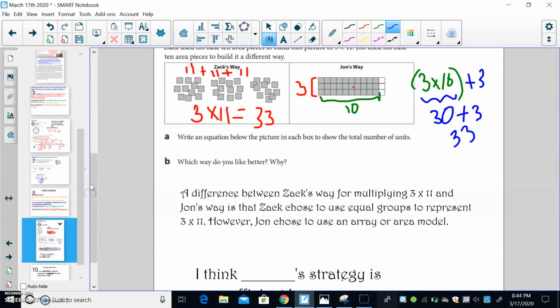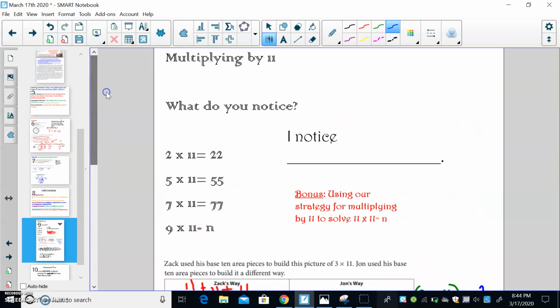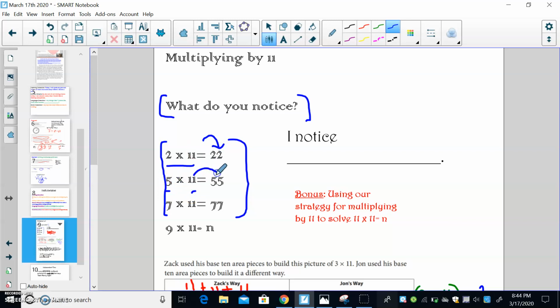All right, so we're going to practice multiplying by 11. The next part I want you to notice, there's a lot of noticing going on today. I want you to look at these equations. We have 2 times 11 equals 22, 5 times 11 equals 55, 7 times 11 equals 77. I want you to look at the relationship between the factors, such as 2 times 11 and then the product is 22. I have 5 times 11 and then the product is 55.